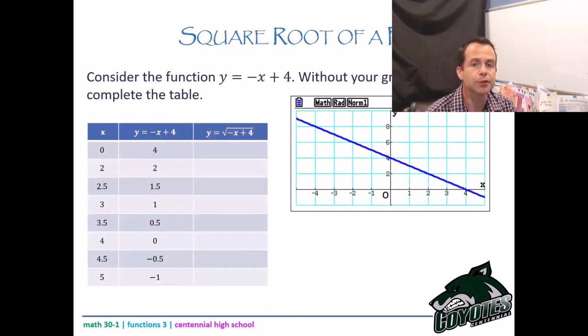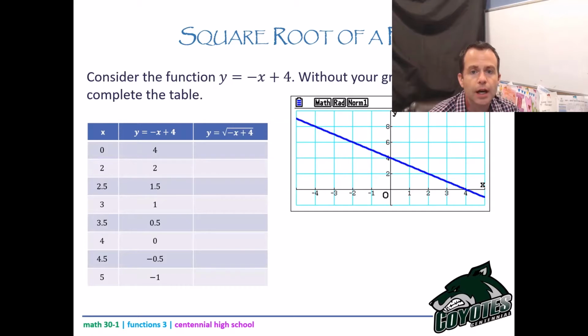So here's what we're going to do. We're going to consider the function y equals negative x plus 4. Without your graphing calculator, complete the table. Now, first of all, you should be comfortable knowing that this is the graph of y equals negative x plus 4. I have a y-intercept at 4. I have a slope of -1. So from 4 on the y-axis, I'm going down 1, right 1, down 1, right 1.